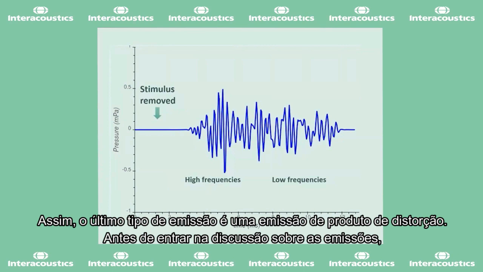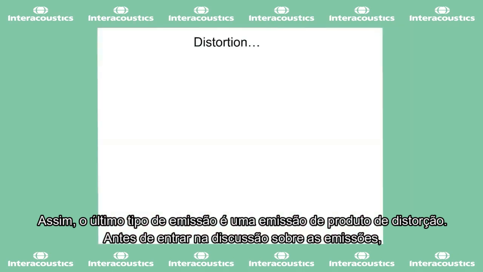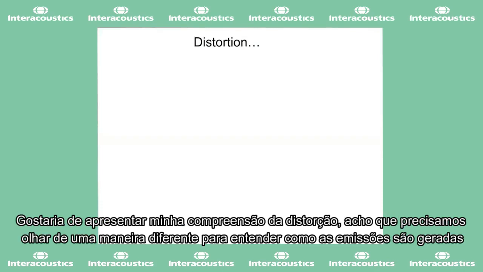So the last type of emission is a distortion product emission. And just before I go on to the discussion about the emissions, I would like to introduce my understanding of distortion, because I think we need to look at it in a slightly different way to understand how the emissions are generated.